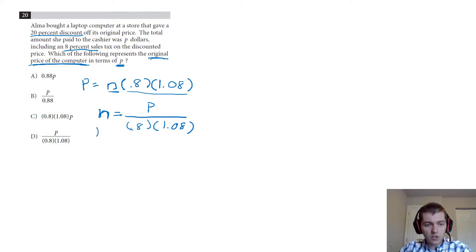You can go over here, see that that is solution D. The rest of these do not work. These ones with the 0.88 are trying to get you to simplify the sales tax and discount. That's not applicable in this case. And this one is hoping that you mess up or trip up in thinking about what was the original or sales price. But no, the correct answer here is D.